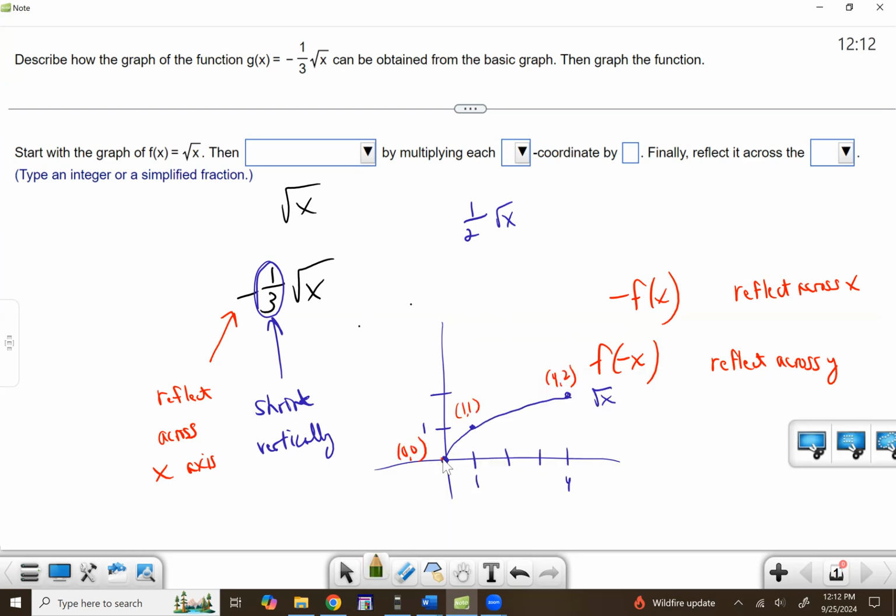If I take all those y coordinates and cut them in half, let me do green. Then 0, 0 would stay 0, 0. I'm just looking at the y coordinates. Half of that would be a half. So we're going to go 1/2. And then half of that would be 1. So I'm going to go to 4, 1.